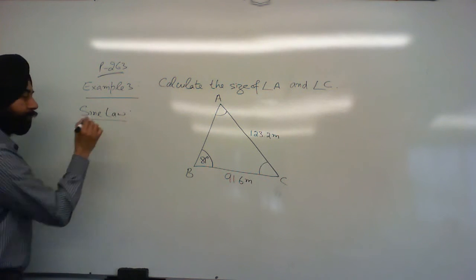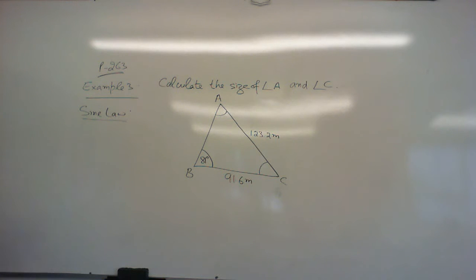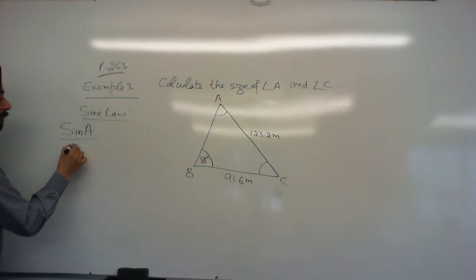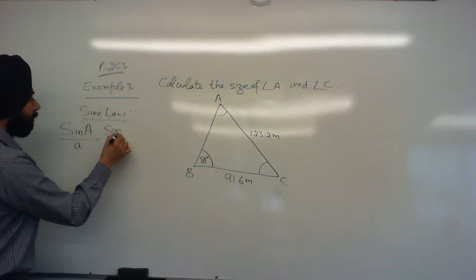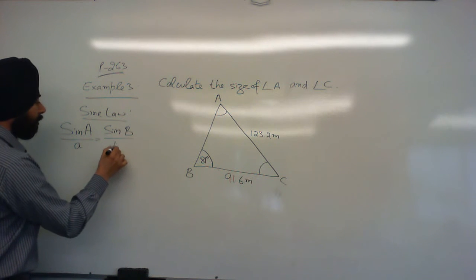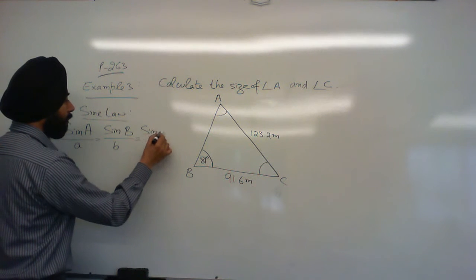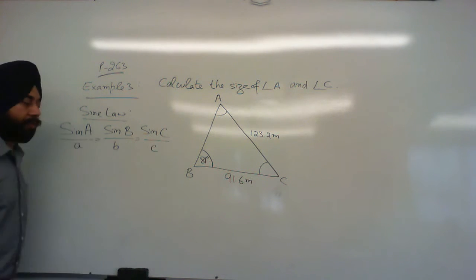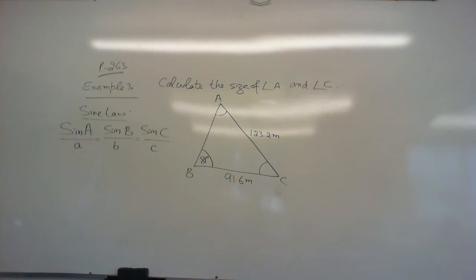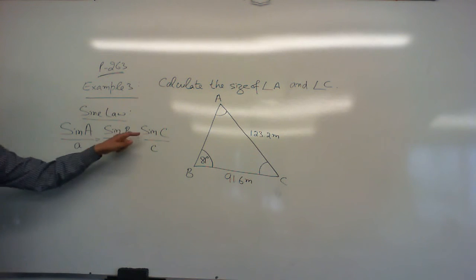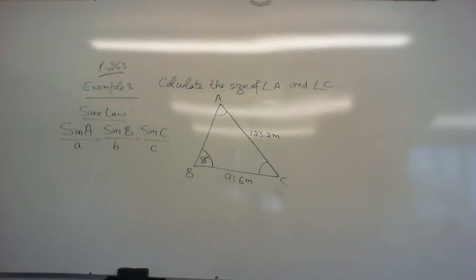What is sine law? Do you remember that? Sine of angle A divided by side A is equal to sine of angle B divided by side B is equal to sine of angle C divided by side C. This is the sine law. And as we discussed this yesterday also, you can use this and this, or you can use this and this, or you can use this and this, depending on what's given and what you want to find.